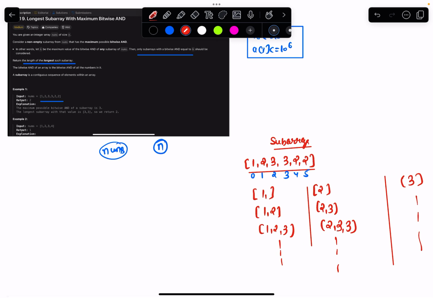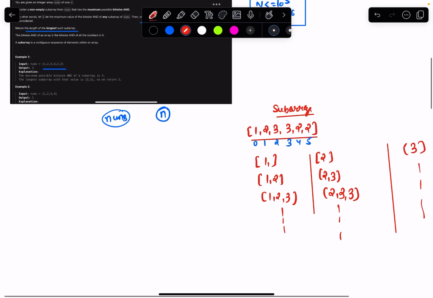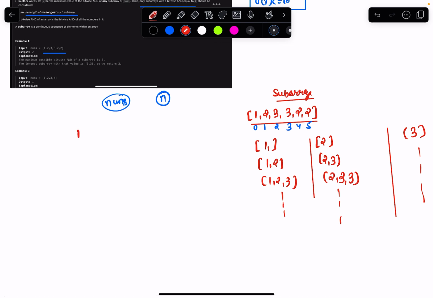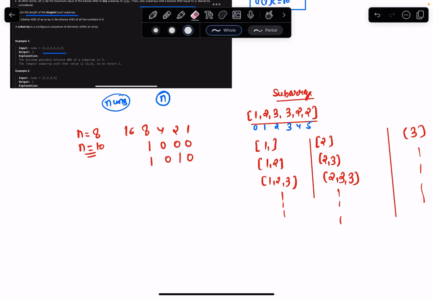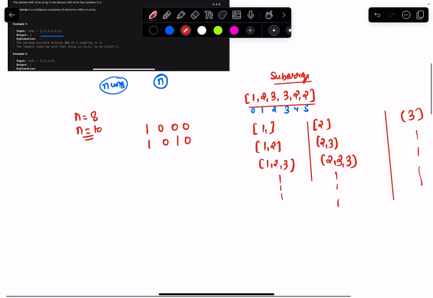After that, what is bitwise AND? Bitwise AND is basically, let's say we are taking the numbers n equal to 8 and n equal to 10. We are taking the bitwise AND of both numbers. First we need to change them to binary, which goes by multiples of 2. The binary of 8 is 1 0 0 0 and the binary of 10 is 1 0 1 0. This is the binary of 8. This is the binary of 10.